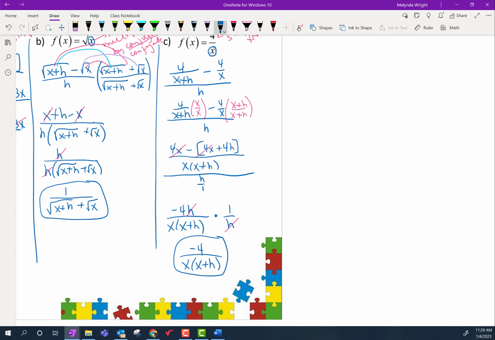Again, it's okay to have the x plus h. It's okay to have an h in the denominator. It's just not okay to have that initial h in the denominator. That's what's not okay. Okay?